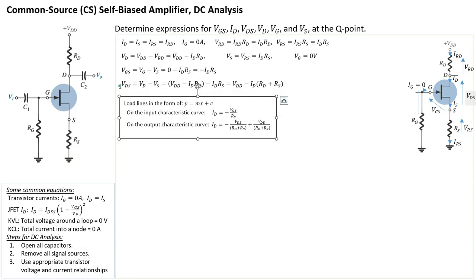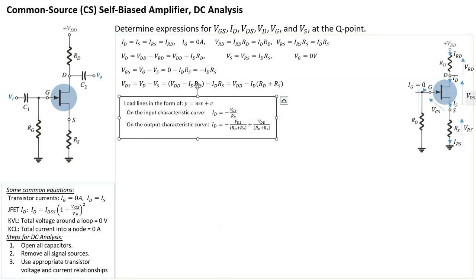And similarly for the expression for VDS here, I just make ID the subject, so then you get this expression. In terms of y equals mx plus c, ID is the y. The x for the input characteristics is VGS. The x for the output characteristics is VDS. The m, the gradient, in the case of input characteristics is -1 over RS, and for the output characteristics, the gradient is -1 over (RD plus RS). C would be 0 for the input characteristic line, and C would be this expression for the output characteristic line.